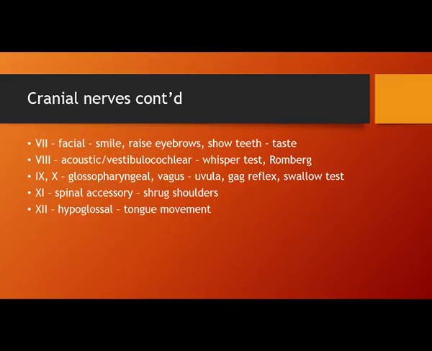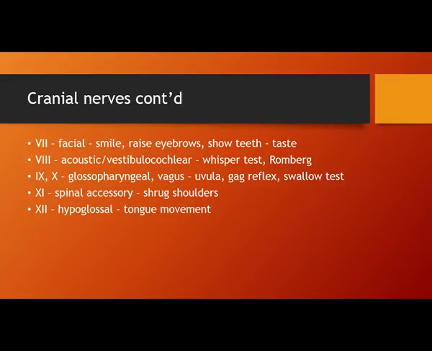Then the Romberg test. If you do this on somebody, be sure that you're ready to catch them in case they fall. You would have them standing and ask them to close their eyes, and you observe for swaying or repositioning, or maybe even actually falling. So like I say, you need to be prepared to catch them if they start to fall.